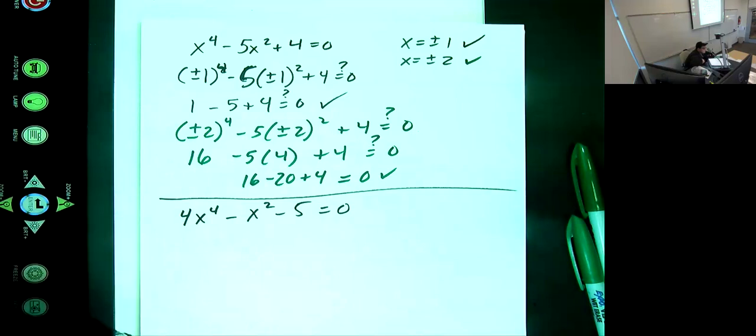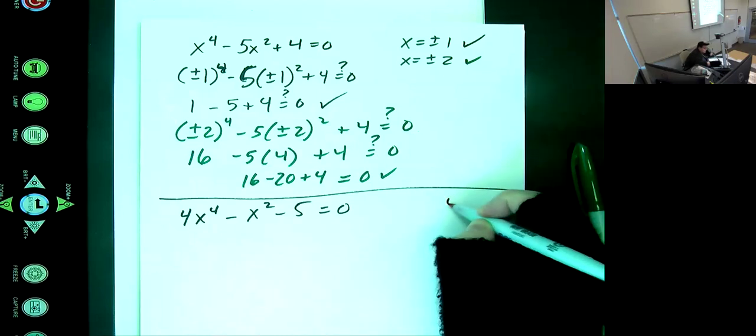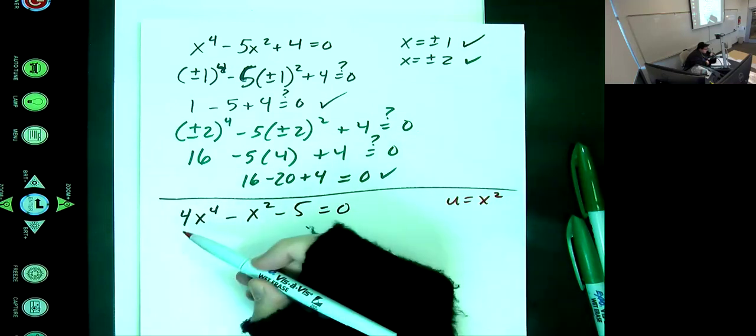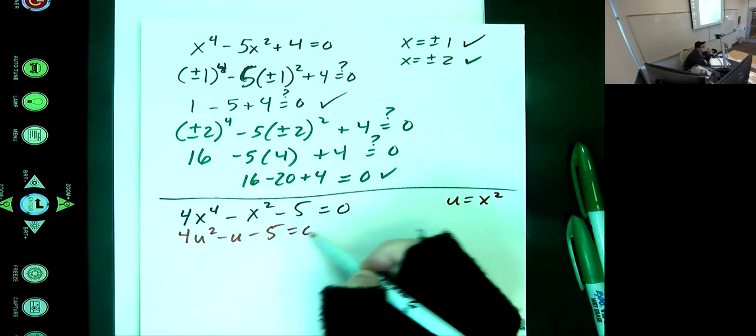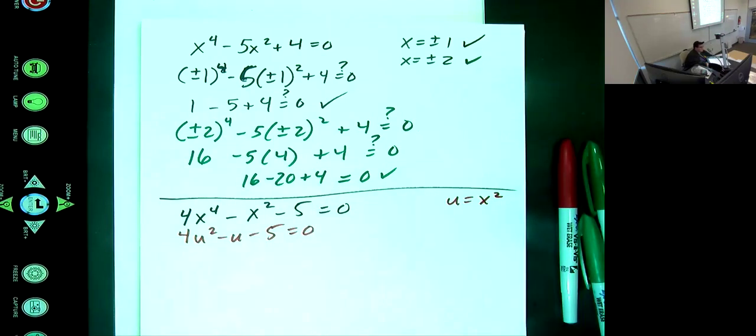Make sure everybody's on the same page. What is U here? X squared. And so what does this equation turn into? U squared minus U. Alright, good. That's where you stopped? Yeah, because I'm trying to figure out what multiplies by 5 and comes to so.